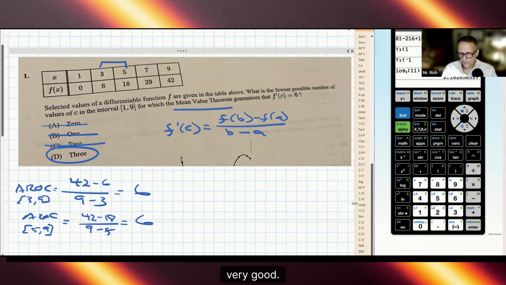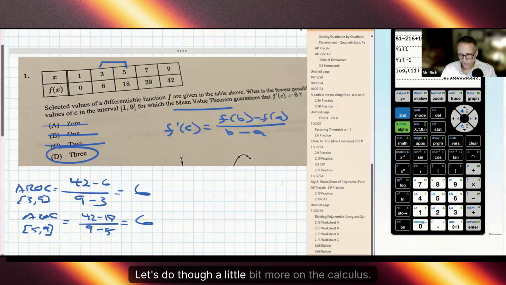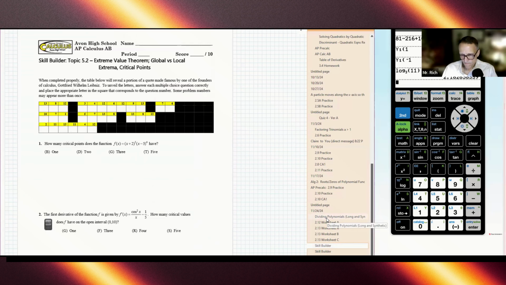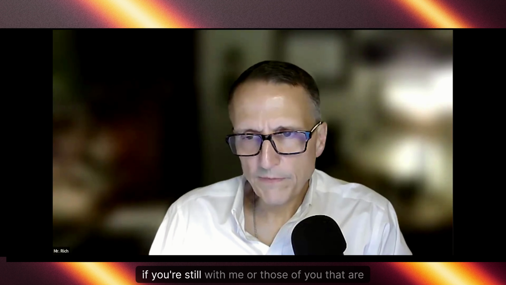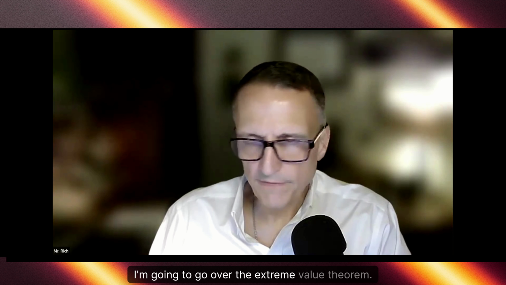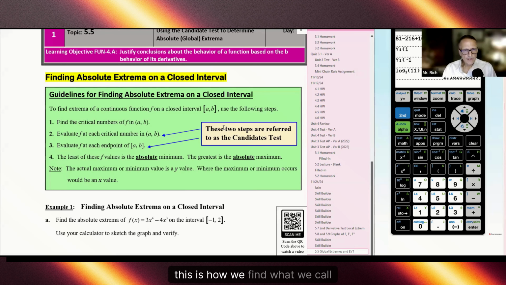Okay, very good. Let's do a little bit more on the calculus. We did some of these in the previous session. What I'm going to do, Taylor, if you're still with me, or those of you that are watching that are in AP Calc, I'm going to go over the extreme value theorem. Students, this is how we find what we call absolute extremes on a closed interval. So here are the steps.